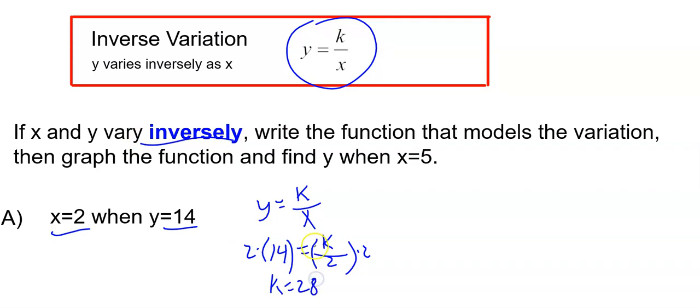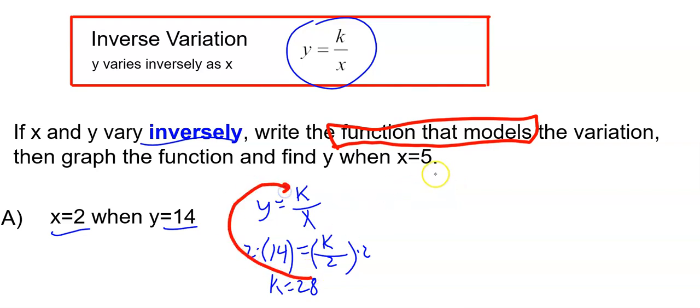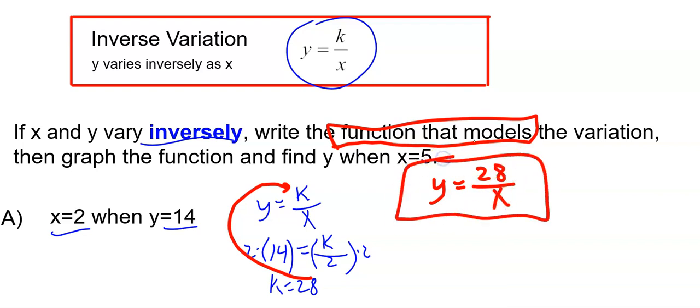Now that's not our equation. The first part of the question says, write the function that models the variation. So now that I know k is 28, I'm going to plug it into the function. So I get y equals 28 divided by x. Now x and y can be many different things, but for this problem, the k value is always 28. The second part of the question says, find y when x equals 5. So y equals 28 divided by 5 is the answer.